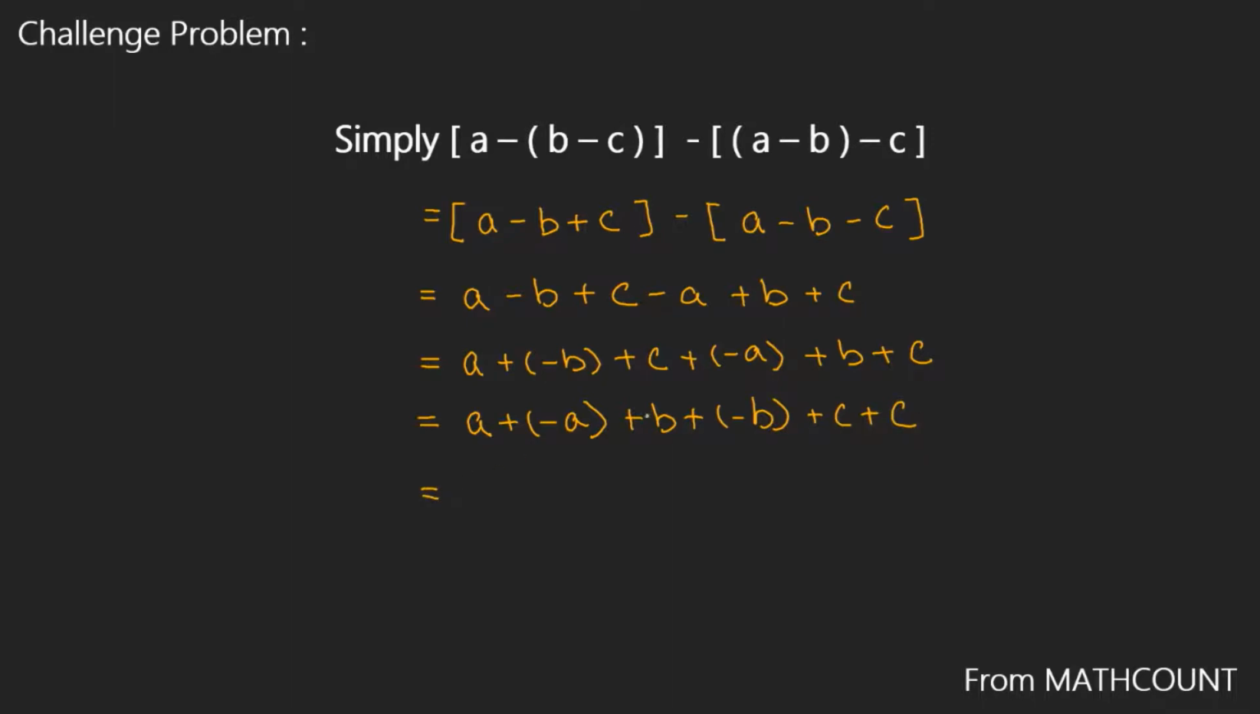So next, we're going to use associative properties of addition, and we're going to group these two together, which A plus negative A is A minus A, which is a 0. And then we're going to group these together. B plus negative B is also 0. And then we're left with 2C's. Okay, so the final answer is 2C.